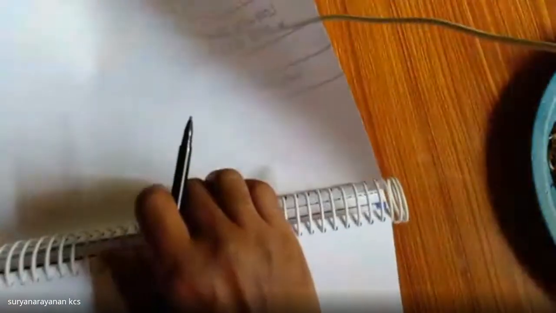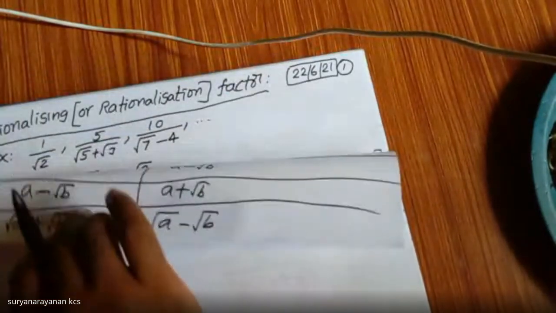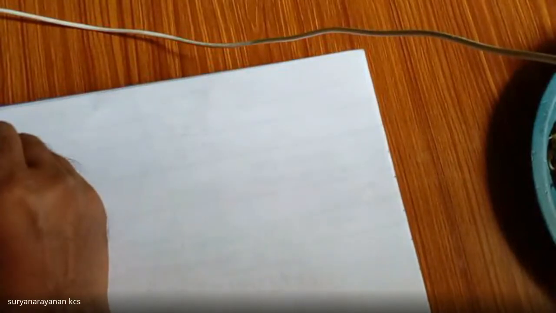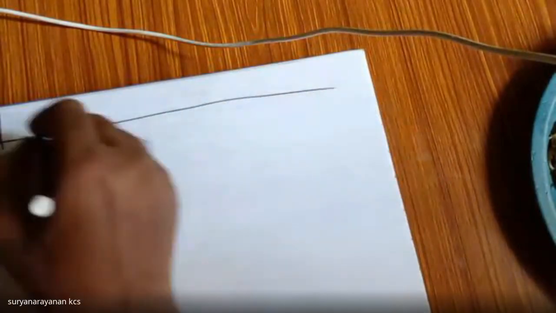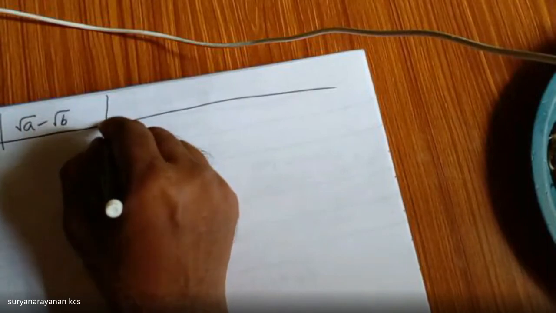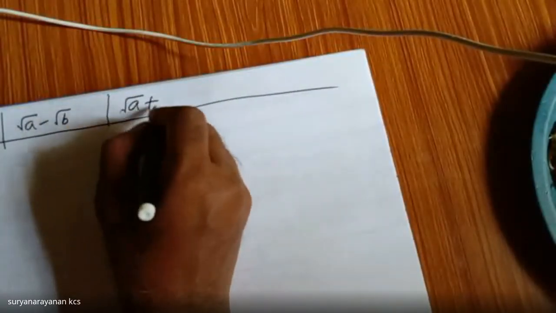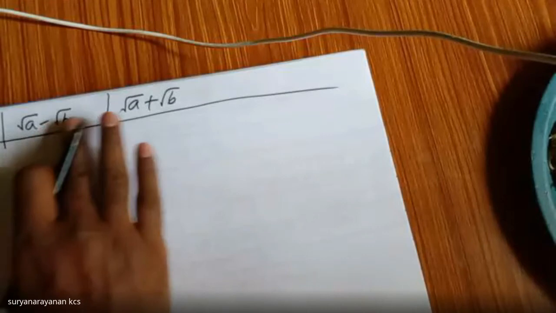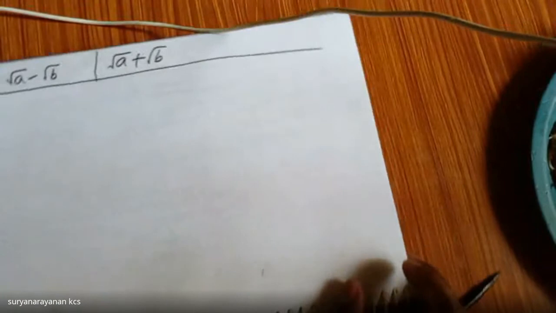And finally, one more irrational number. Here we have taken root a plus root b. The sixth one, I am writing as a table here: root a minus root b. Then what is the rationalizing factor of root a minus root b? So root a plus root b. Yes, very good, my dear Bibina, root a plus root b. Please remember these rationalizing factors.